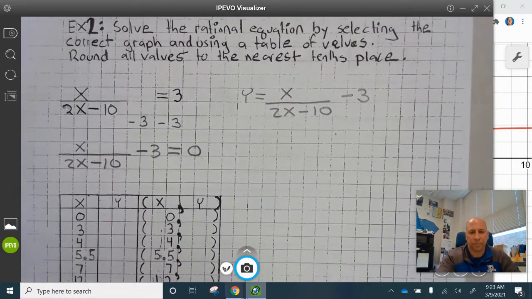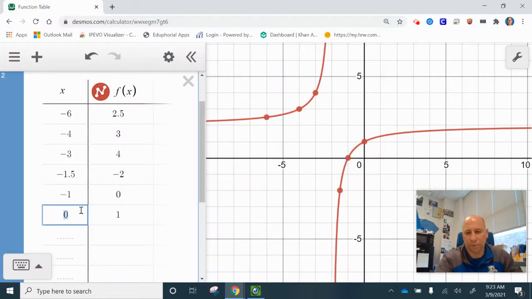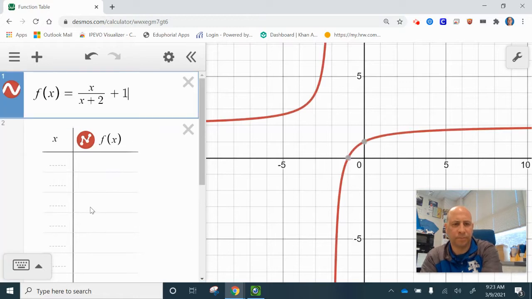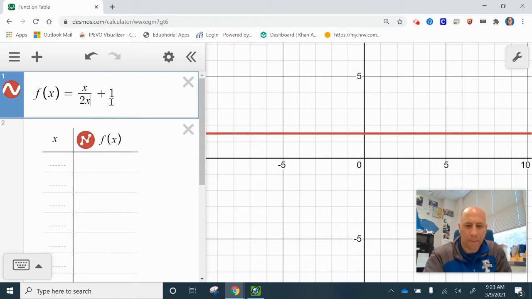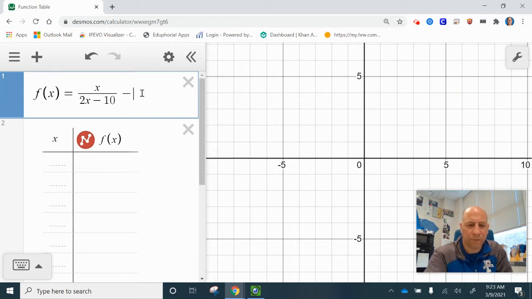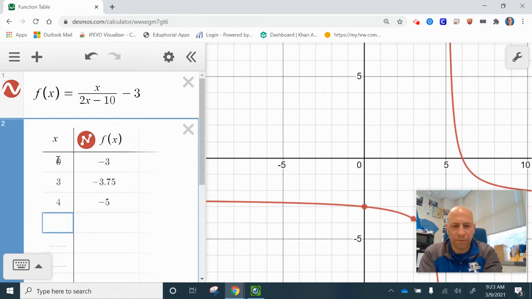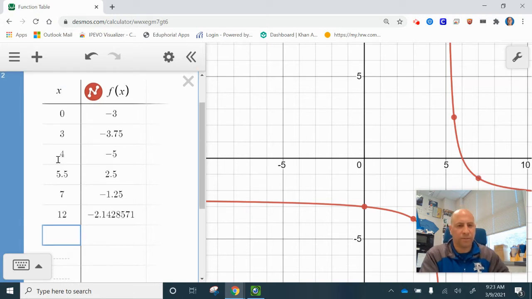So I'm going to go to Desmos and we want to delete these table values. And then we can change this to x divided by 2x minus 10 minus 3. Now we need 0, 3, 4, 5.5, 7, and 12.